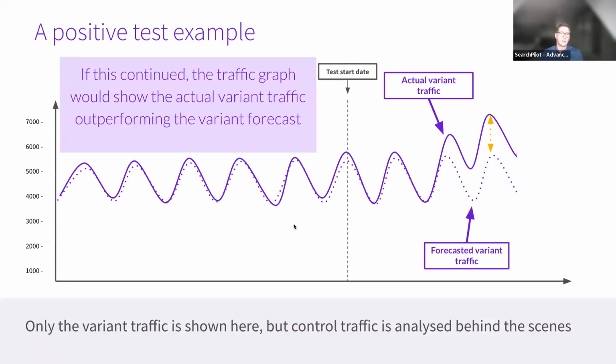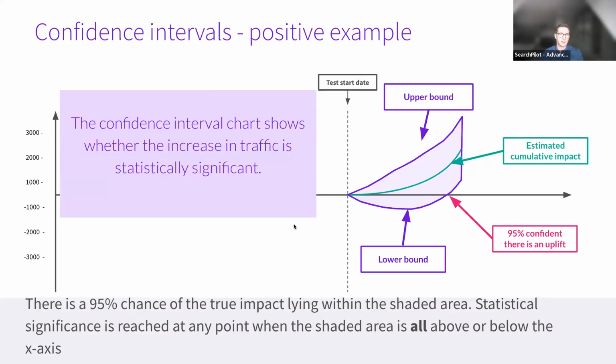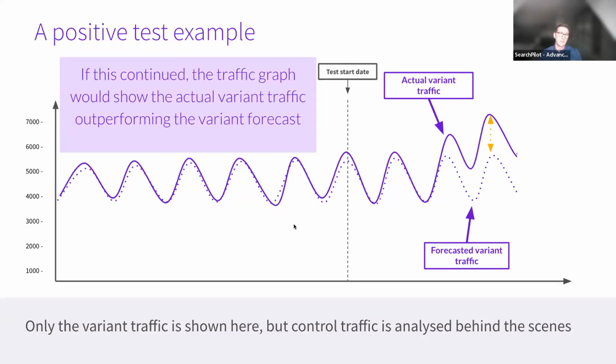What you would end up with is something that looks like this, where we can see the test began at this dotted line, and then there was a period where nothing happened. This is probably when Googlebot hadn't crawled the site. And then once Google notices it, the actual traffic to the variant bucket is outperforming the forecast. And so this looks like it's positive.